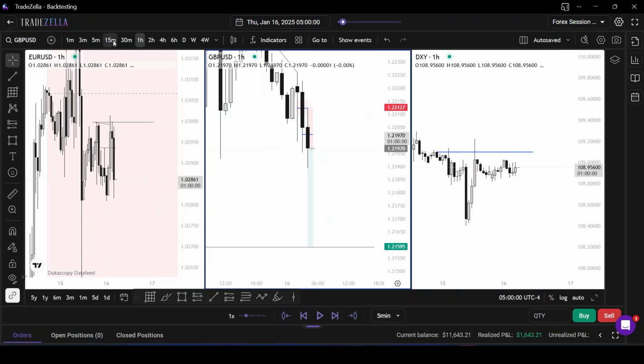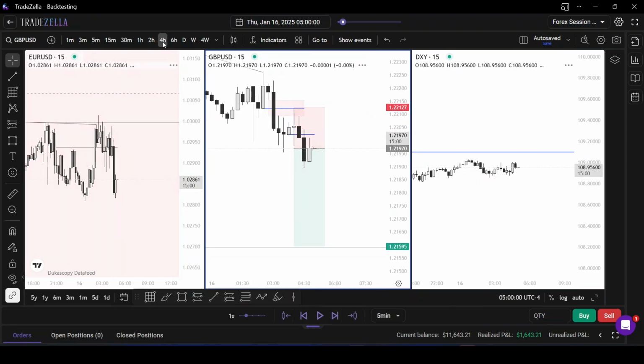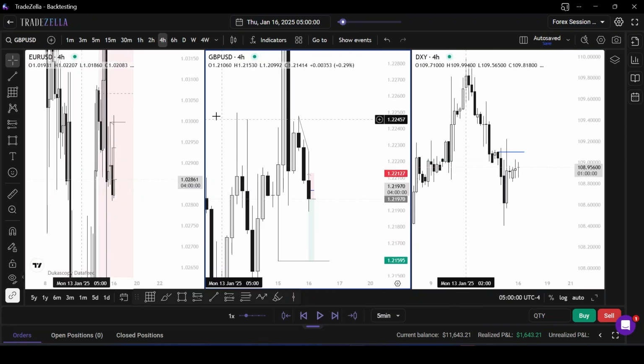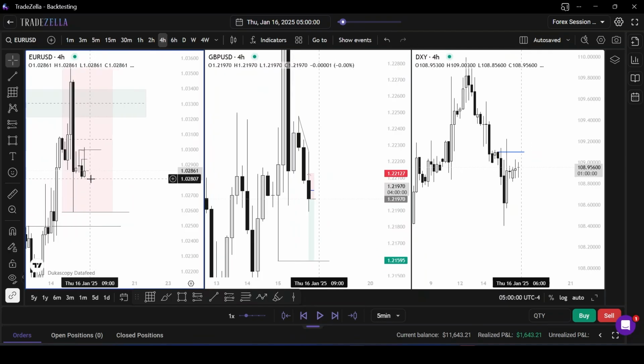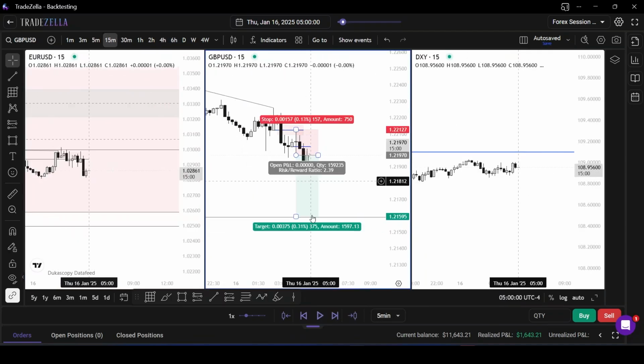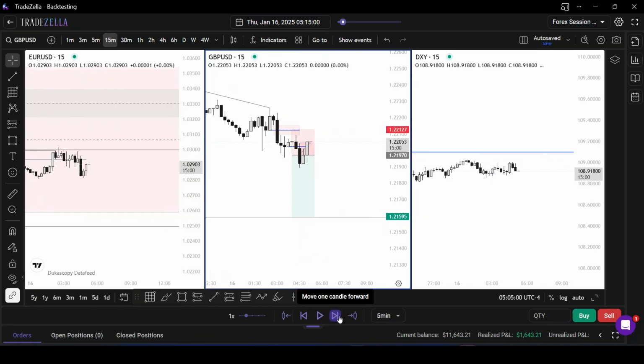You can just take the trade here on the 15-minute away from where? From the 4-hour swing. So you are trading the 4-hour candle 3, right? So you can drop down to the 15-minute and let's see how this works.